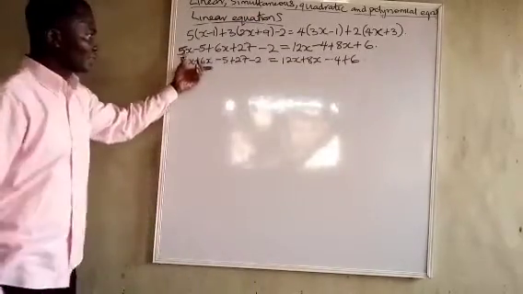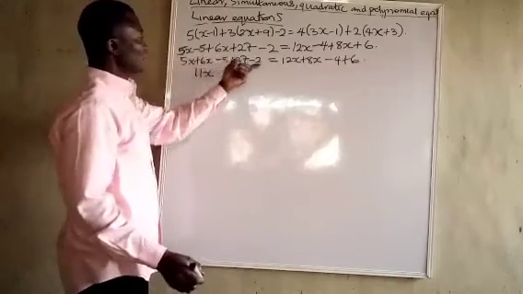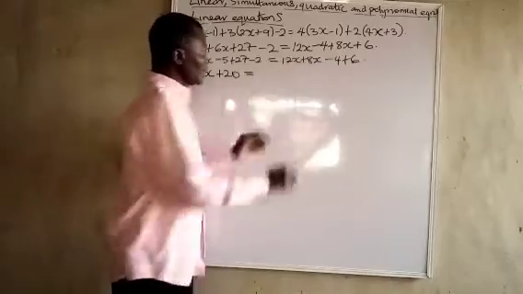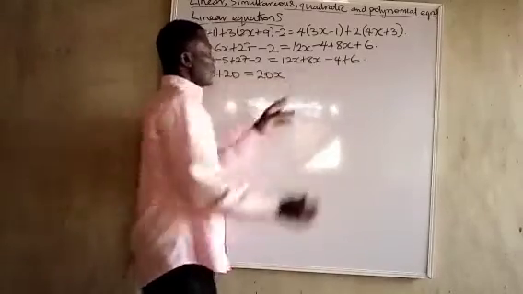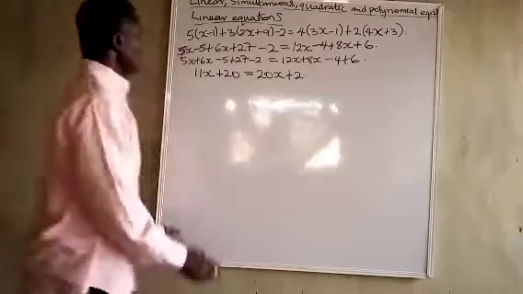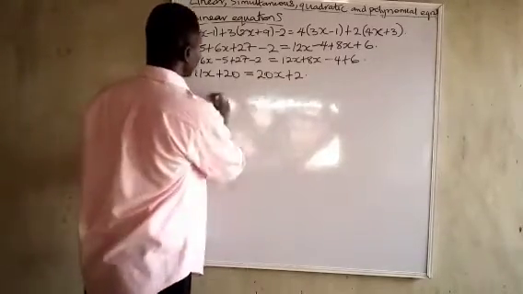Now 5x plus 6x, that is 11x. Minus 5 plus 27 minus 2, that is plus 20. And this one is 12x plus 8x, that's 20x. Minus 4 plus 6, that's plus 2. Now, to make it easy for me, let me subtract 11x from both sides.